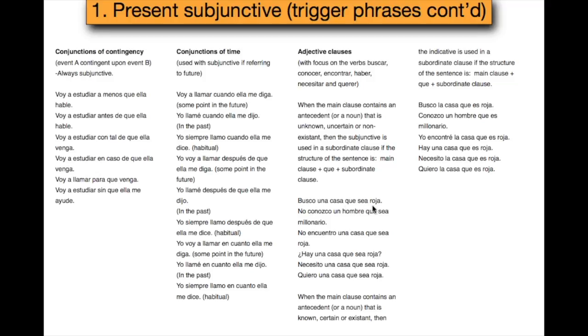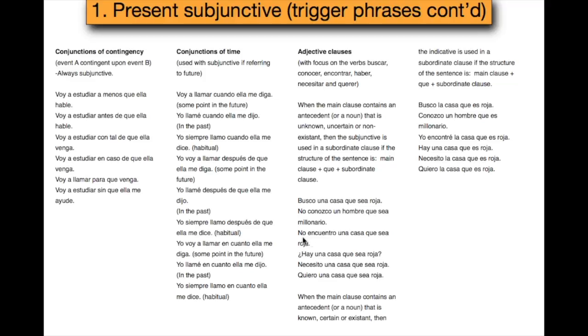I'm looking for a house that is red. Okay, so if I'm using the verb buscar and I'm looking for a house, the word a indicates that that particular house is unknown to me. Because of that lack of knowledge, given the words that were mentioned here, this uncertainty will cause us to use the subjunctive. If I were to say, I don't know a man that, okay, that lack of knowledge, that uncertainty will trigger the subjunctive.